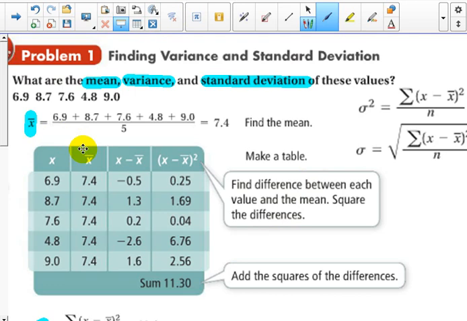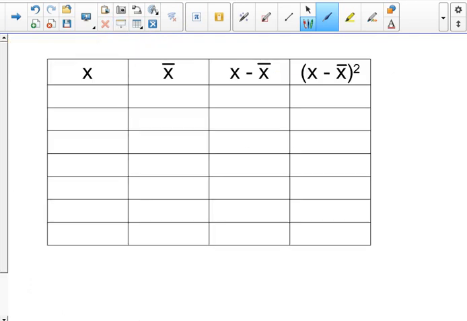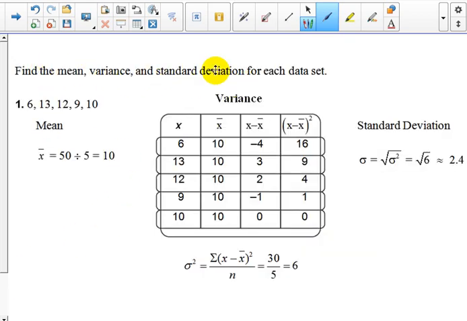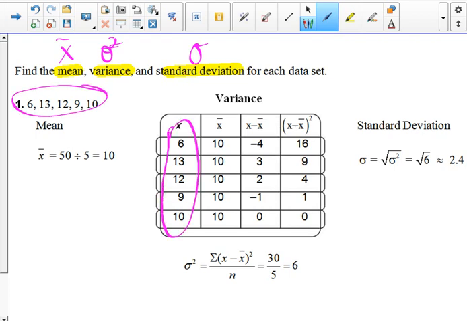Okay, let's look at our homework 11.6. And the first problem is actually worked all the way through. There's not even anything to fill in that I saw. Number 1 says, find the mean, the variance, and standard deviation for each data set. So that means we need our x bar, our sigma squared, and our sigma. Okay? Now, what they do, they repeat the table. And here's our data values, 6, 13, 12, 9, and 10. And there they are.